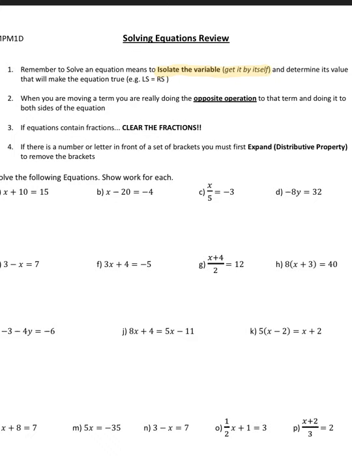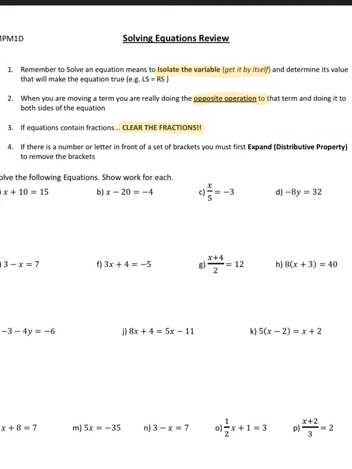When you are moving a term, you are really doing the opposite operation that allows that term to go to the other side. And you're applying that opposite operation to both sides of the equation, but sometimes we don't need to show it because we know that if I add and subtract the same number from one side, that's going to be 0. Okay? If equations contain fractions, we're going to clear those fractions first.